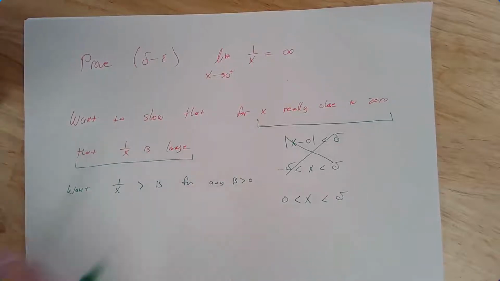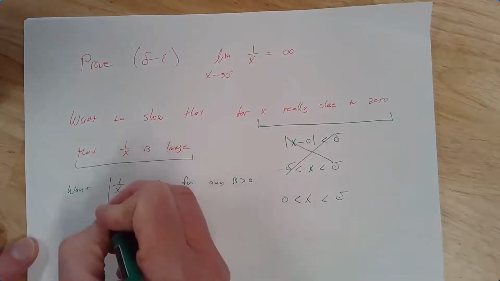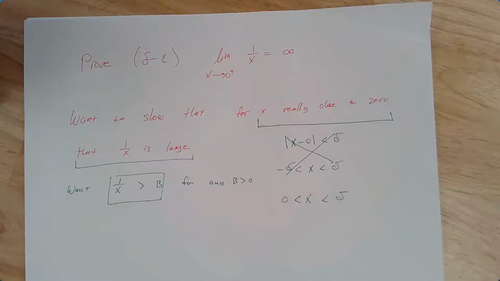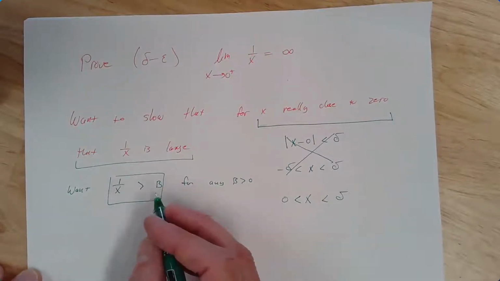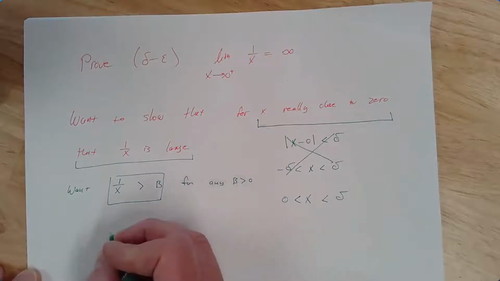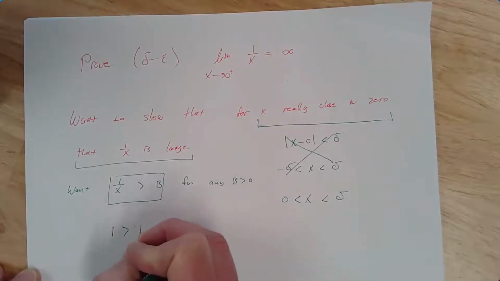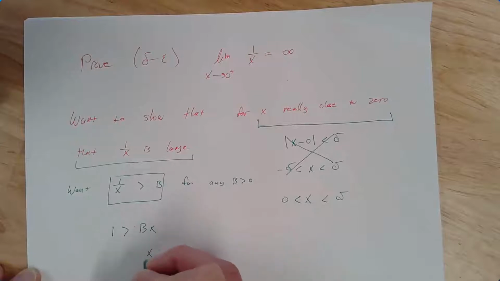So as we usually do when we're trying to prove these limits, we kind of start with the thing we want, right? Like when we're doing a delta epsilon proof, we usually start with f of x minus the limit being less than epsilon, and we work backwards until we get to x minus the thing being less than delta. We're going to do the same thing here. So we want this. So I'm going to work with 1 over x. If I want 1 over x to be bigger than b, well, I'm just going to solve for x. So 1 is bigger than b times x, and x is going to be less than 1 over b.